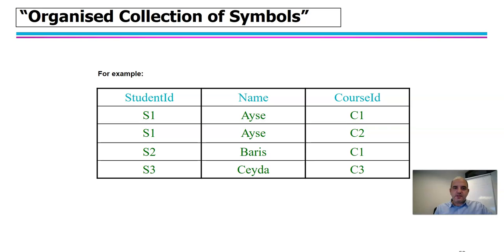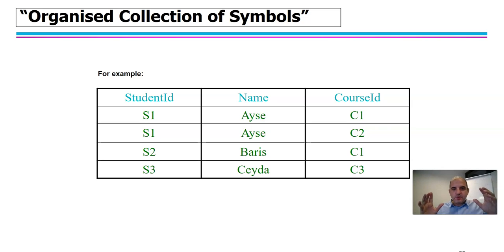Of course, it has some important differences from Word and Excel. There are some rules in database systems. If you have a column for student ID, like the first column you see here, you must enter the student ID in that column. If you have a name column, you must write all the names under that column. If you have a course ID, you must enter all the courses in that column.